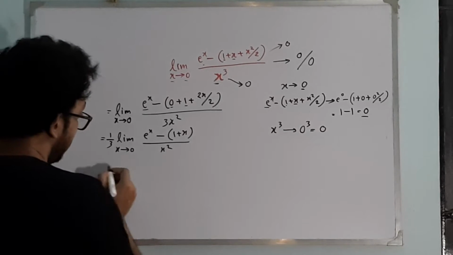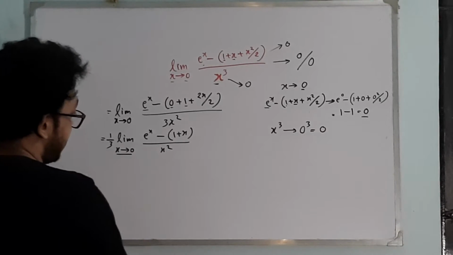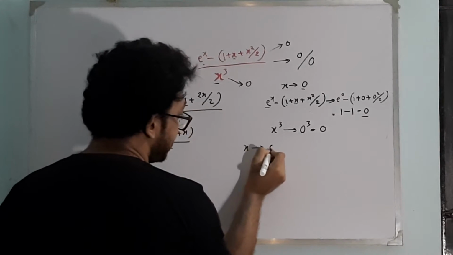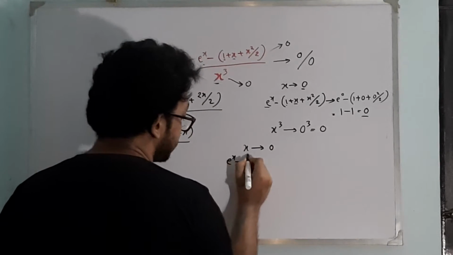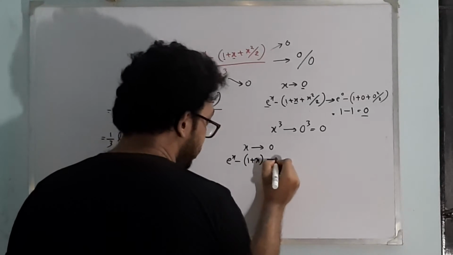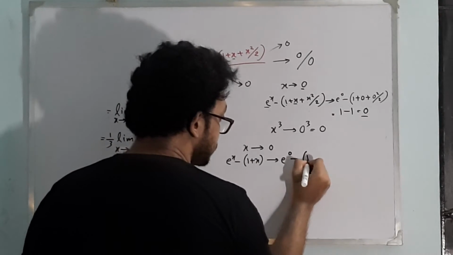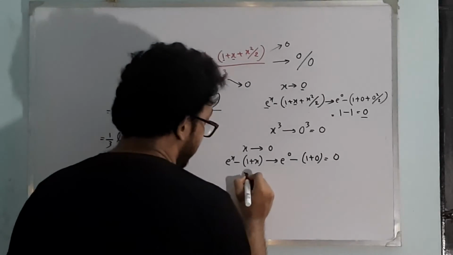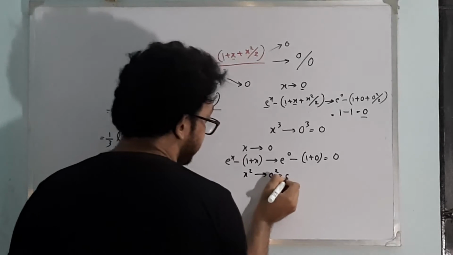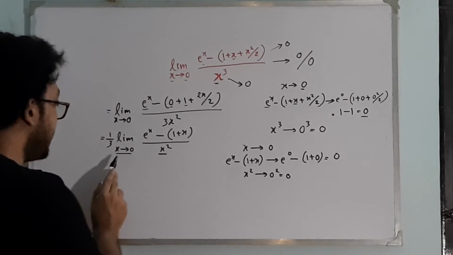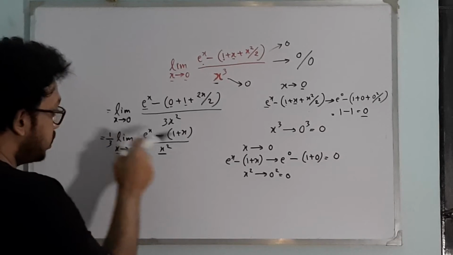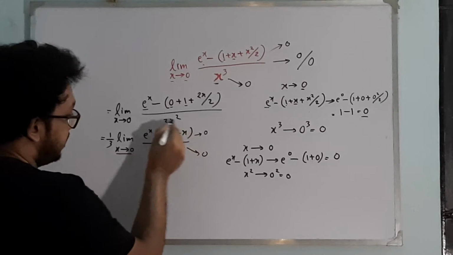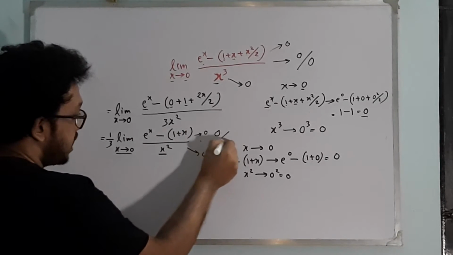Now see, you observe that when x is tending towards 0, e to the power x minus 1 plus x will tend towards e to the power 0 minus 1 plus 0, which is nothing but 0, and the denominator, that is x square, will tend towards 0 square, which is 0. So what you observe is, when x is tending towards 0, both the numerator and the denominator are tending towards 0. So clearly this function is present in a 0 over 0 form.